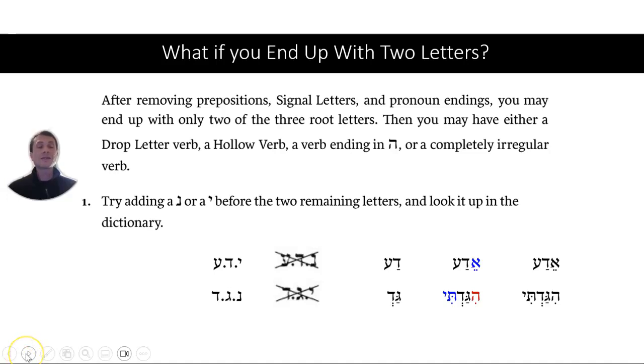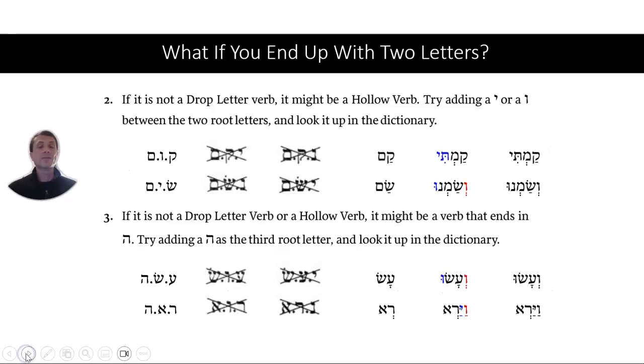So again, if you're missing a letter, it's going to be either a drop letter, a hollow verb, a third hey verb, or a completely irregular verb. If it's not, so the previous examples were two drop letter verbs. It was a first yod, first noon. First lamed is often like that as well. If it's not a drop letter verb, it might be a hollow verb.